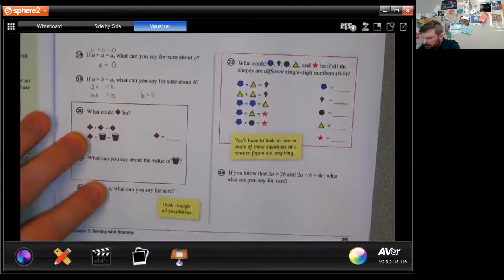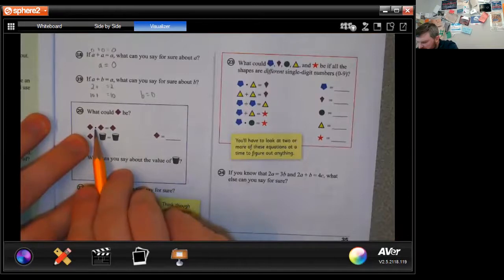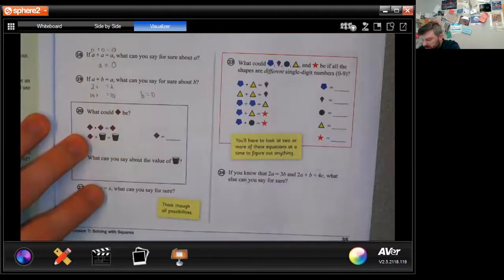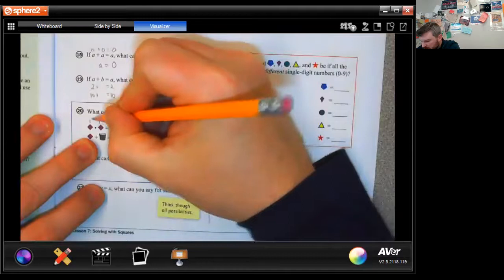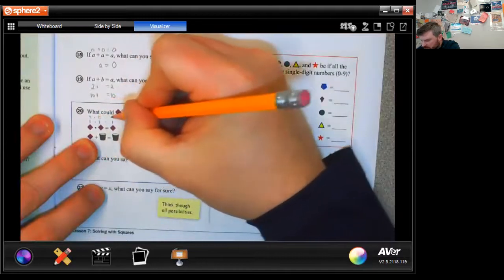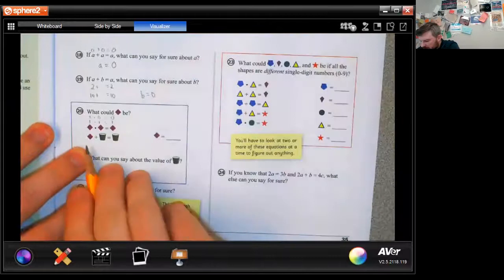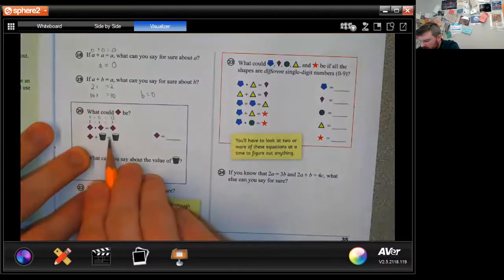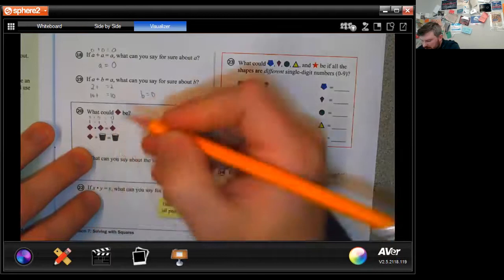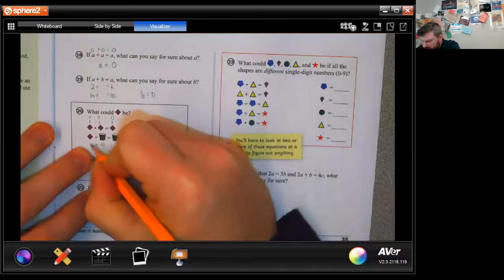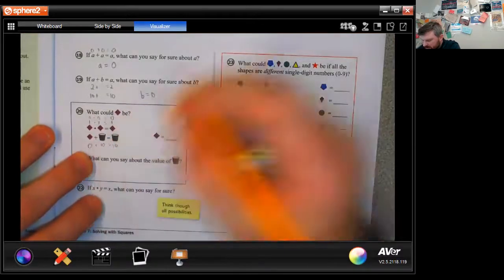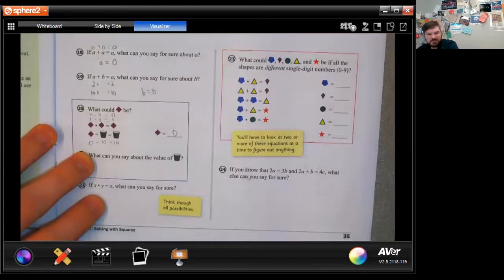What could diamond be? Okay, so a number times itself equals itself. That could be 0 or 1. You could have 1 times 1 equals 1, or 0 times 0 equals 0. Okay, look down here. A diamond plus a bucket equals a bucket. So this could be any number, but if we take, say, 10 plus what number equals 10, that number's got to be 0. So this diamond must be a 0.